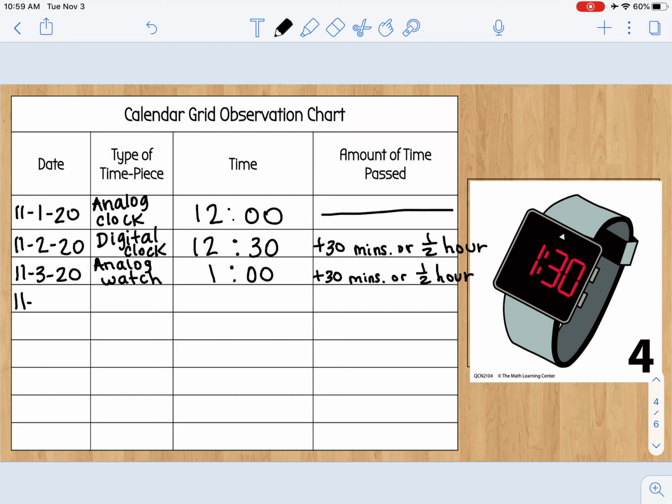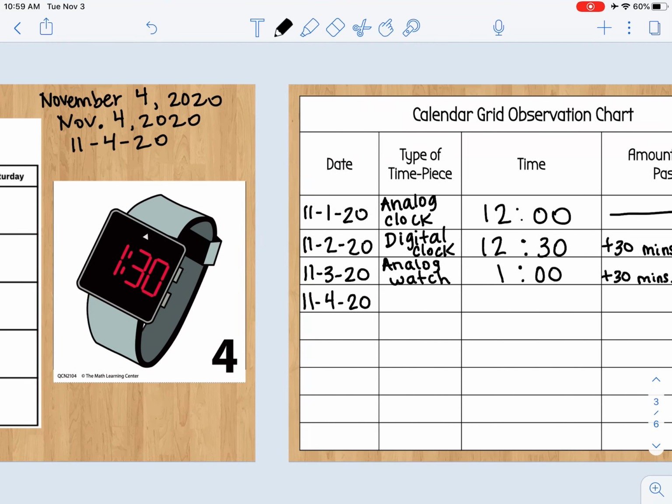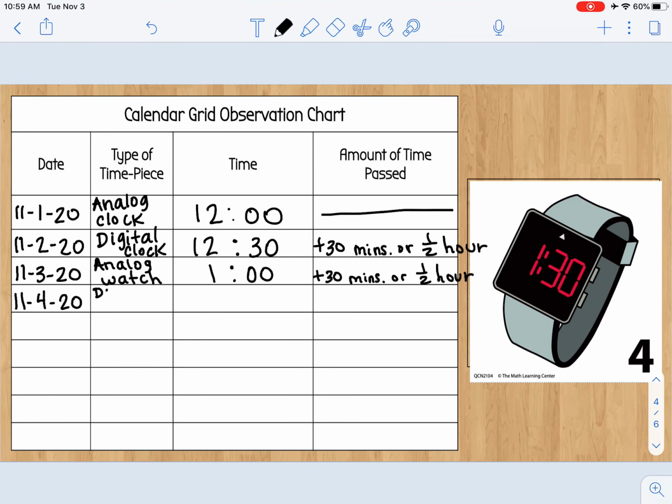And lastly, for today, the 4th, let's take a look. We had another watch, and it's a digital watch. It just shows me the numbers. So I'm going to write digital watch. That time shows 1:30, which was another increase of 30 minutes or a half hour.